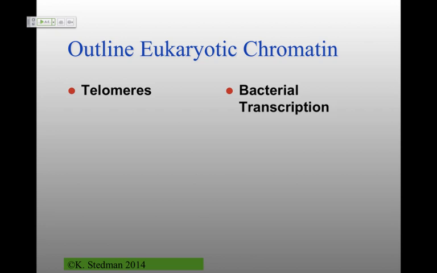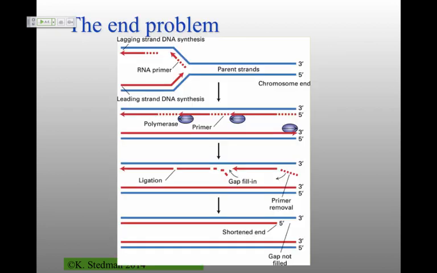Okay, so let's move on and talk about the end problem. And so this is the beginning of talking about telomeres. So the basic problem with the ends of linear genomes has to do with the fact that DNA polymerases can only extend from primers. And those primers for DNA polymerases are always RNA. Well, those RNAs get degraded.